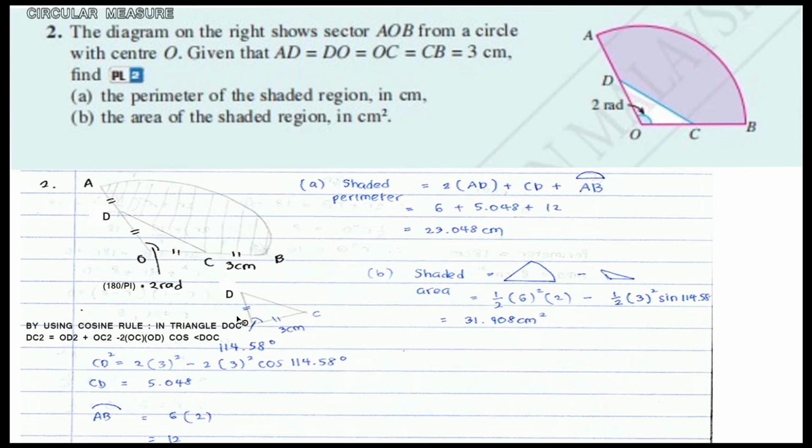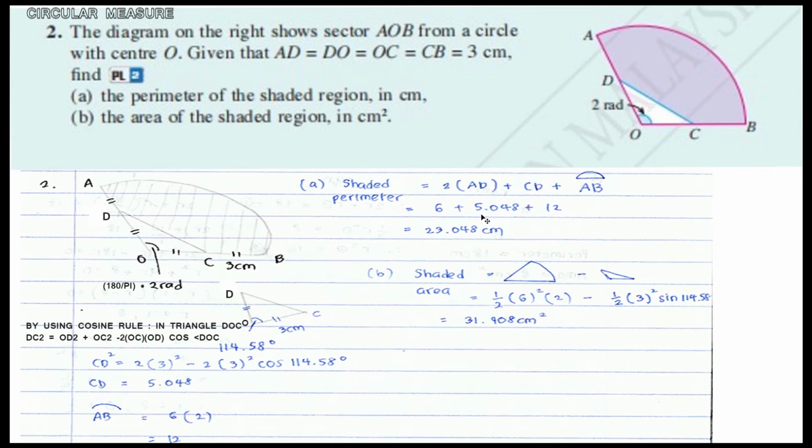The cosine rule states that when you know the two sides of the triangle and the one contained angle, you can find out the length of the other side using the cosine rule. The length of the other side can be found out using the formula, that is the length DC. DC square is equal to this length OD square plus OC square minus twice of this length OD times OC times the cosine of the contained angle in degrees. The cosine of the contained angle in degrees is cos of 114.58. Substitute all the values and you will get CD square. You take the square root for this value and you will get 5.048.